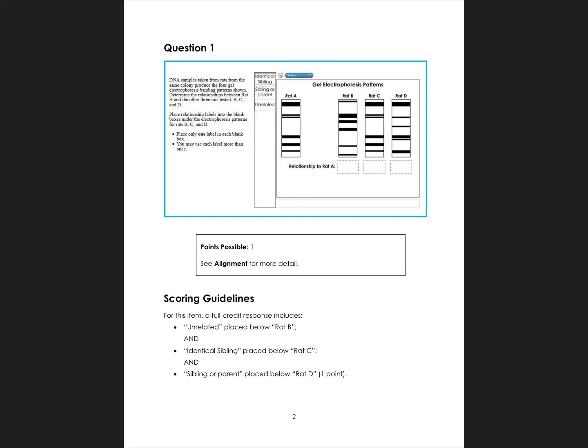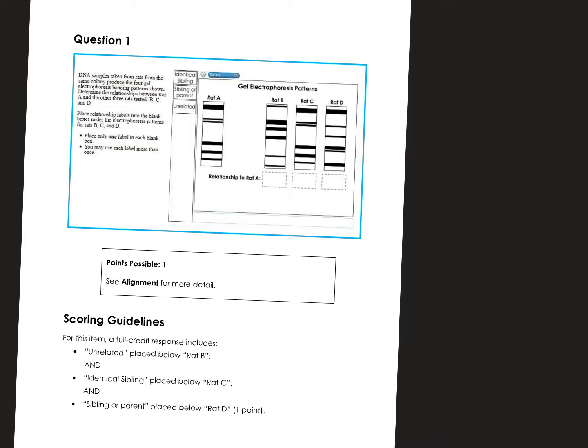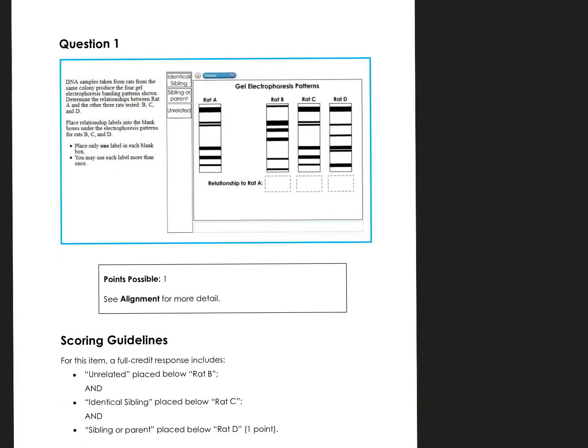Look at problem number 1 here. It says DNA samples taken from rats. This is a released question, by the way. This would be a computer question, so you've got to expect. You can go online at the OST, and I'll put the link in this review when I post it on Schoology. But you can go online and actually do this, like choose which one goes with which one. They'll literally ask you to pick it up and put it in the appropriate space.